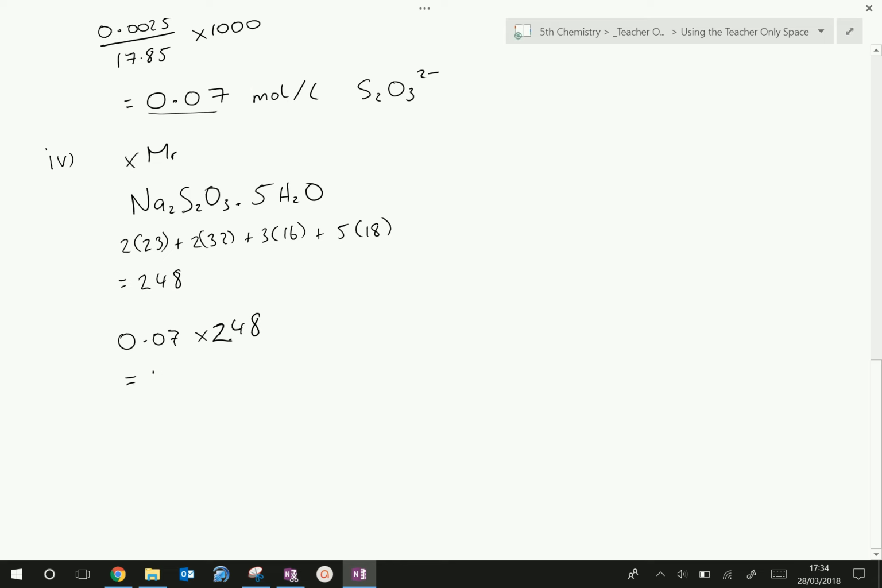And that gives 17.36 grams per litre of my thiosulphate. It should really be the full crystal structure though, so Na2S2O3 dot 5H2O. And that's that finished.